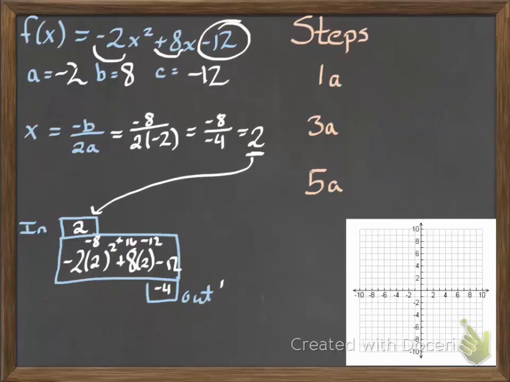That's our output. So let's go ahead and at this point we're going to go over and graph that vertex, which is at 2, negative 12, or negative 4, excuse me. Positive 2, negative 4 is that vertex. Now we're going to see how we're going to leave that point.